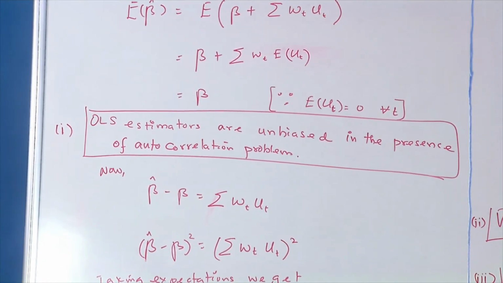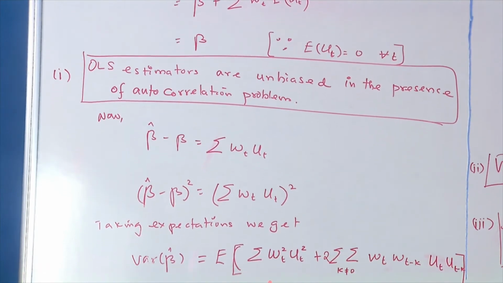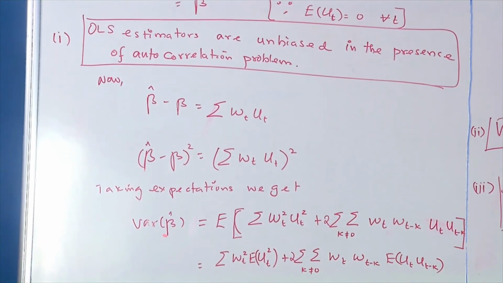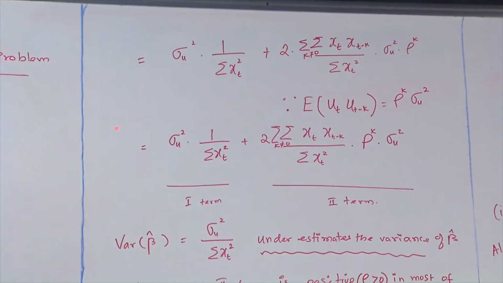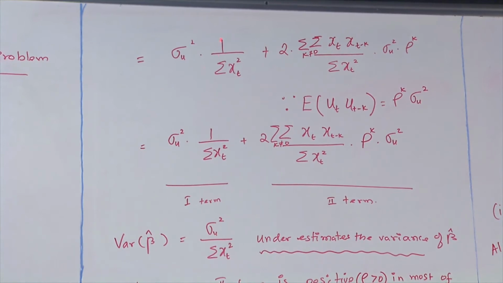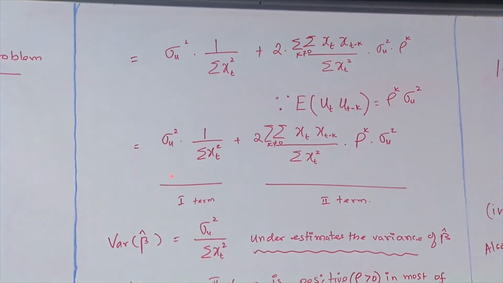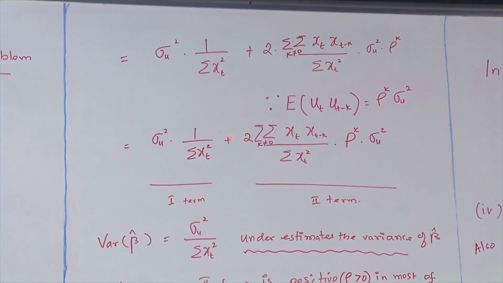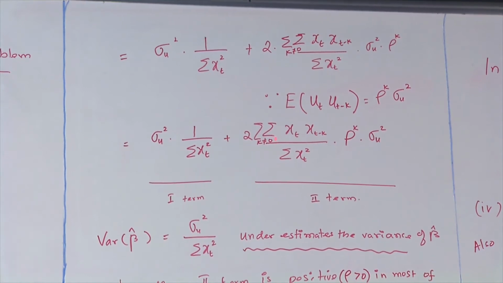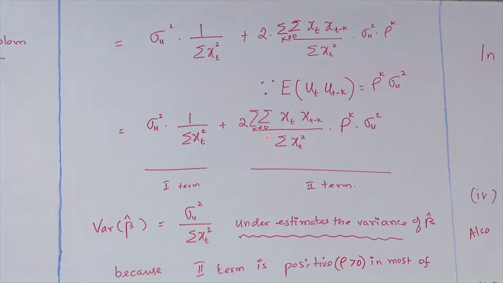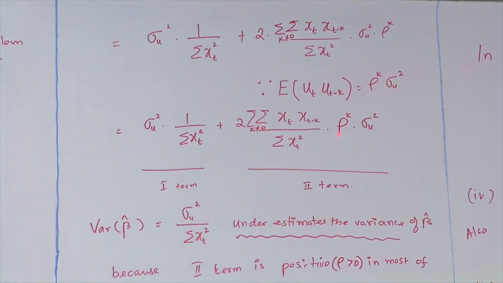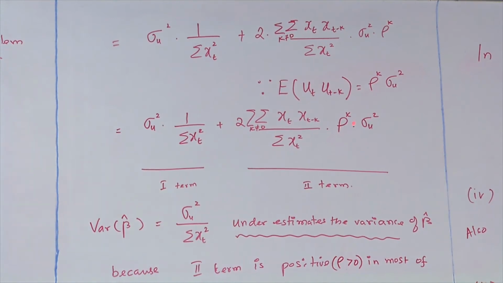Now we can say beta hat minus beta is equal to sigma wt ut, and we can find the variance of beta hat as this is a usual derivation. We may derive the variance of beta hat as sigma u square into 1 by sigma xt square plus 2 into double sigma k not equal to 0 xt minus k divided by sigma xt square and sigma u square and rho power k. So we have got two terms. The first term is sigma u square by sigma xt square, plus the second term 2 into double sigma k not equal to 0 xt minus k divided by sigma xt square into rho k into sigma u square.